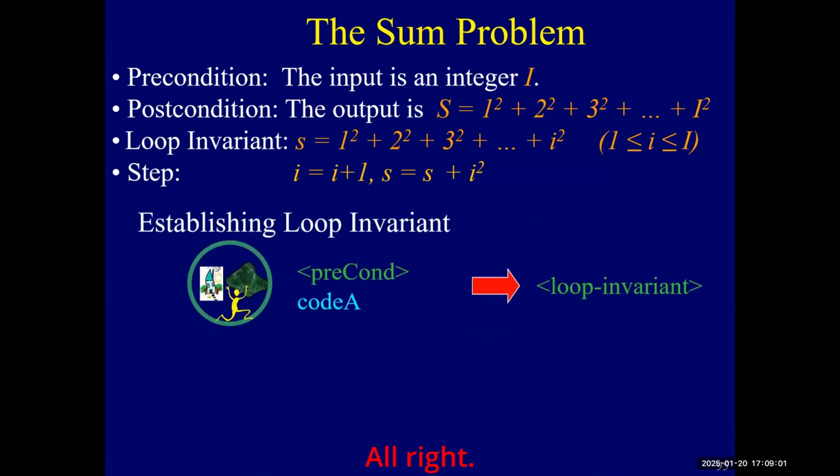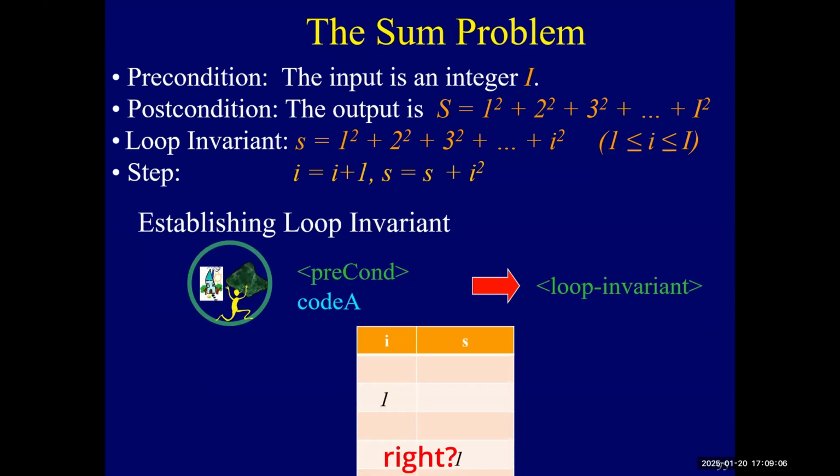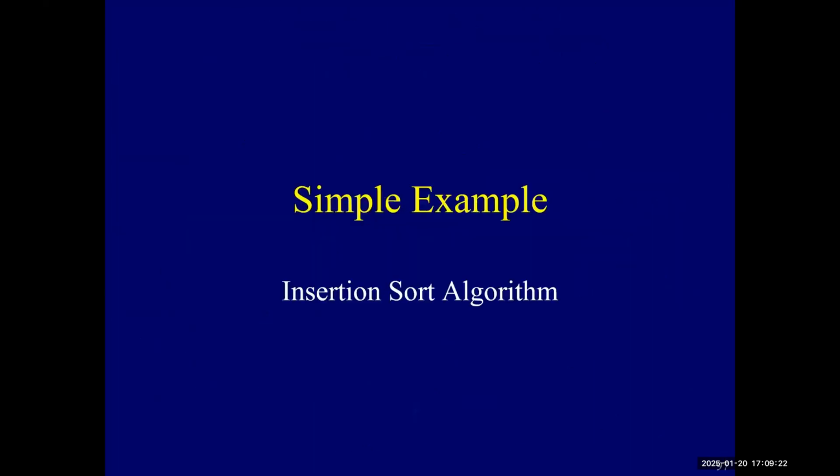All right. How do you establish the loop invariant? You can do some examples here. What's the value of S when I is 0? 0, right? So there we go. Everybody good?